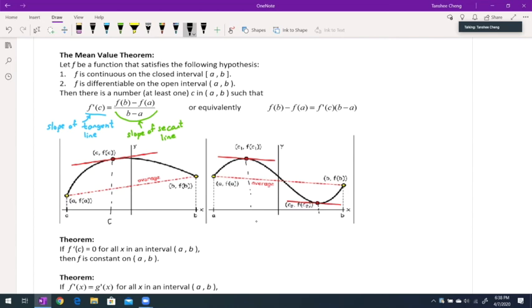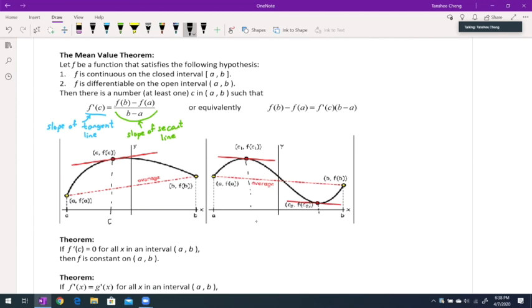It's saying f prime of c, that means what? It is the slope of the tangent line at that point c. That will be equal to the slope of the secant line, which is connecting the endpoints. See that? That's why it's parallel. So that's why I can say that the slopes are equal to each other for two parallel lines.